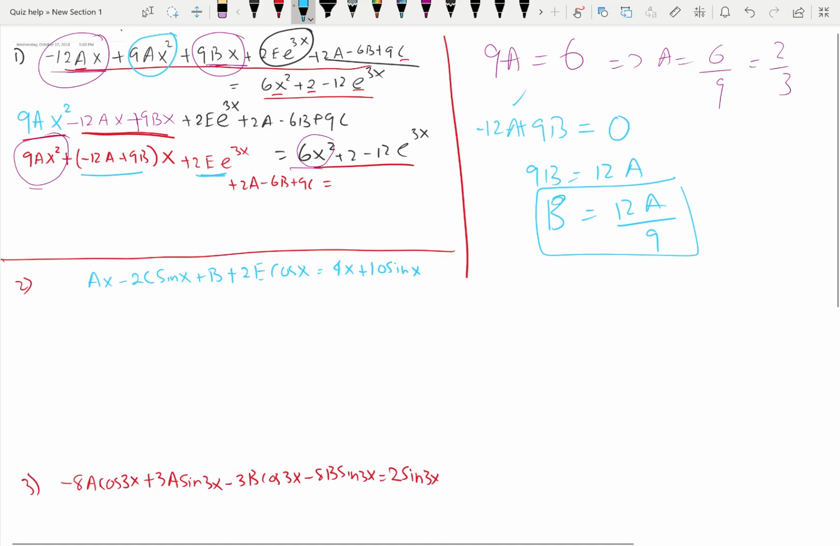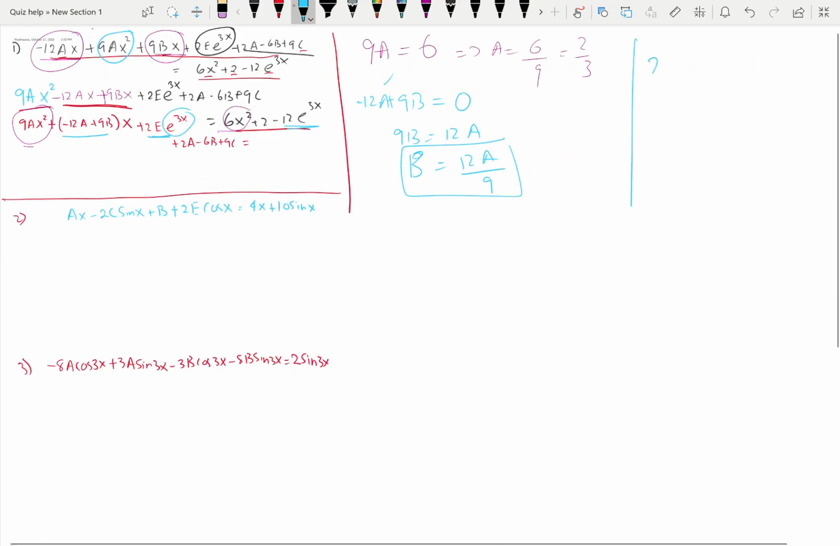Now here we can find e by comparing the coefficients of the exponential. The coefficient of e to the 3x is 2e, right? So 2e should be equal to the coefficient of e to the x on the right, which is negative 12.